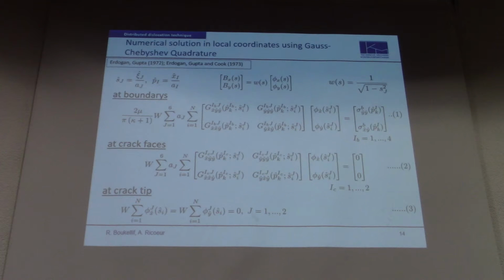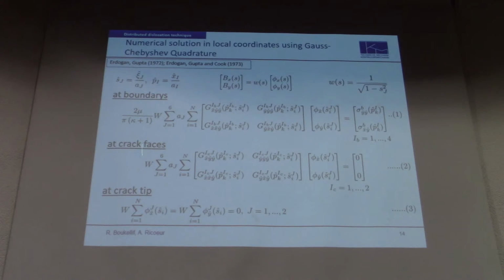For example, Gauss-Chebyshev quadrature. So first, we normalize the integral equation over the interval -1 to +1 by using the dimensionless coordinates s, j, and pi. And then we write the dislocation density as two functions. The first function is a fundamental solution, and the second vector is the unknown vector. So the fundamental solution for the internal crack is given here. And we can see if sj equals -1 or +1, it goes to infinity, so at the crack tip.